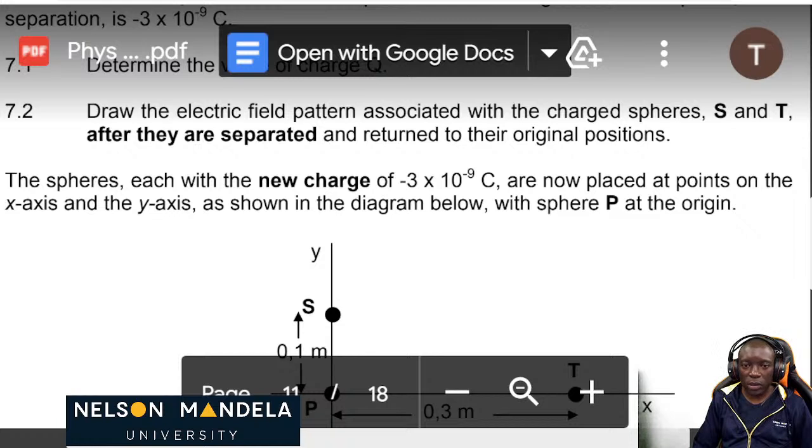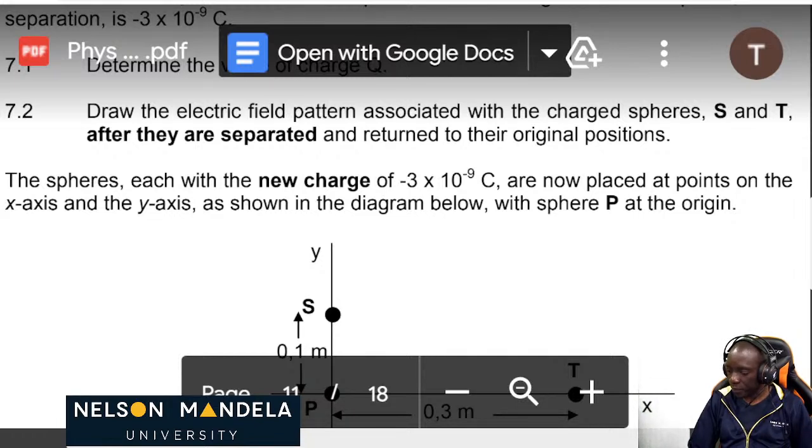Now the next part says the spheres each with the new charge of -3 times 10 to the minus, oh, I was using -19. This is -9. Forgive me for that. That should be -9. It was careless on my part. I like the electronic charge a lot, but it's -9. So our final answer should be of the same order. Q is 4 times 10 to the -9.